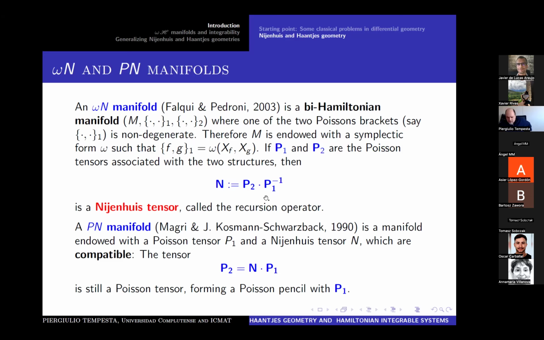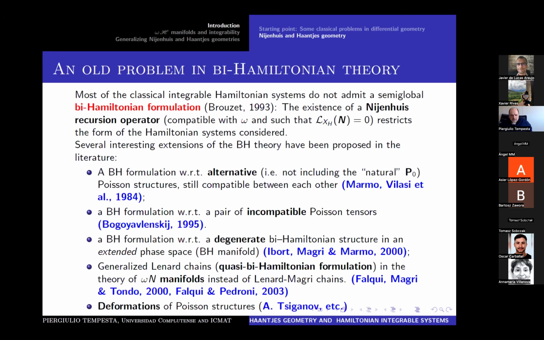A PN manifold is another generalization. We have a Poisson tensor P1 and a Nijenhuis tensor N, which are compatible in the sense that N times P1 is still a Poisson tensor, which forms a Poisson pencil with P1, and again a bi-Hamiltonian geometry. Okay, maybe go a bit faster. As Bolsinov noticed in 1993, most of the classical integrable Hamiltonian systems do not admit even a semi-global bi-Hamiltonian formulation. Actually, the existence of a Nijenhuis recursion operator somehow restricts the form of the Hamiltonian system considered. Then there were several attempts, essentially all of them successful, to extend the original bi-Hamiltonian theory in order to accommodate them.